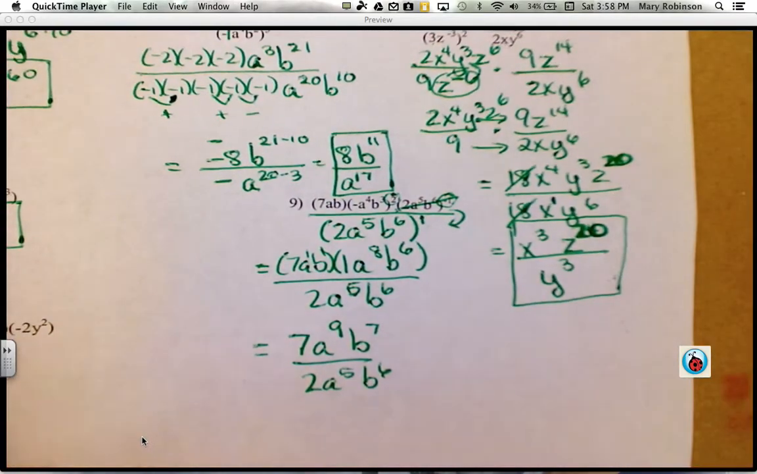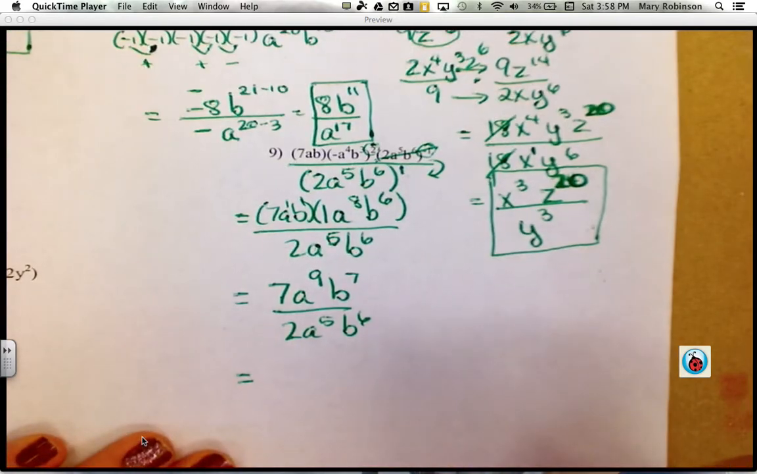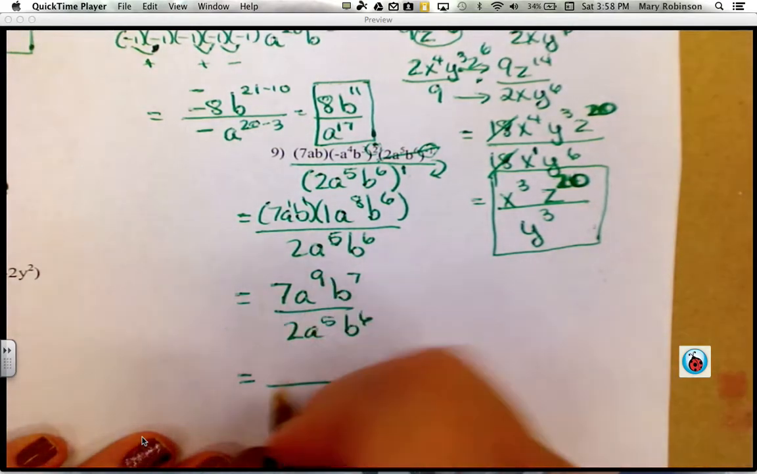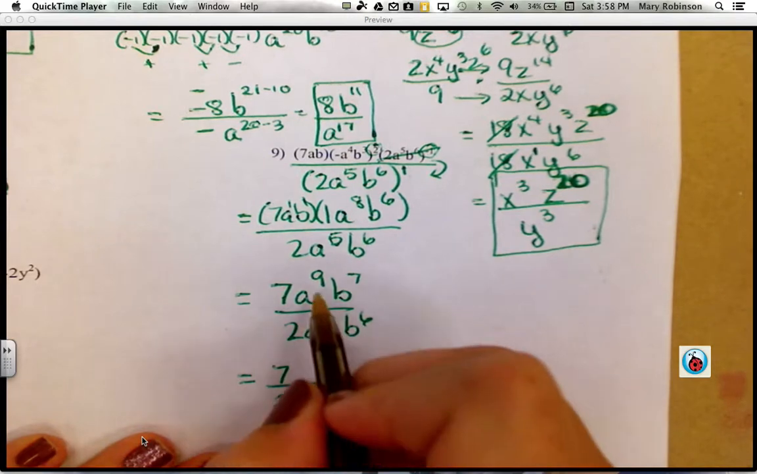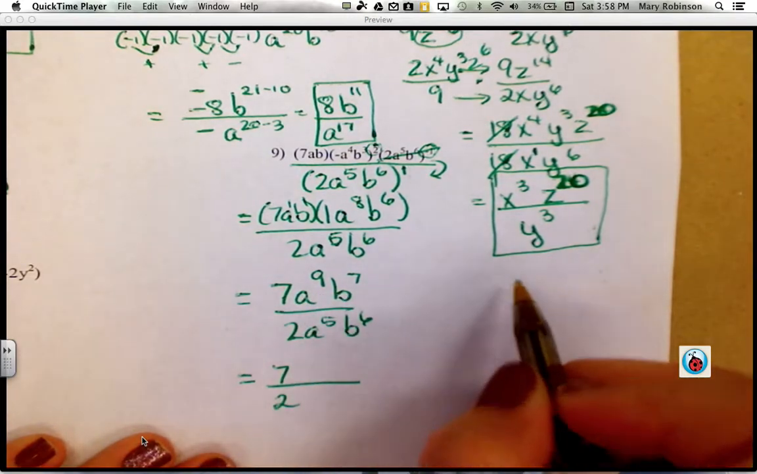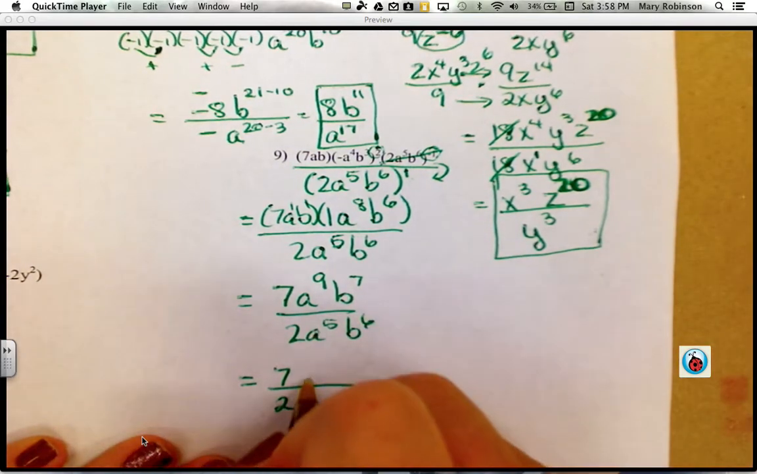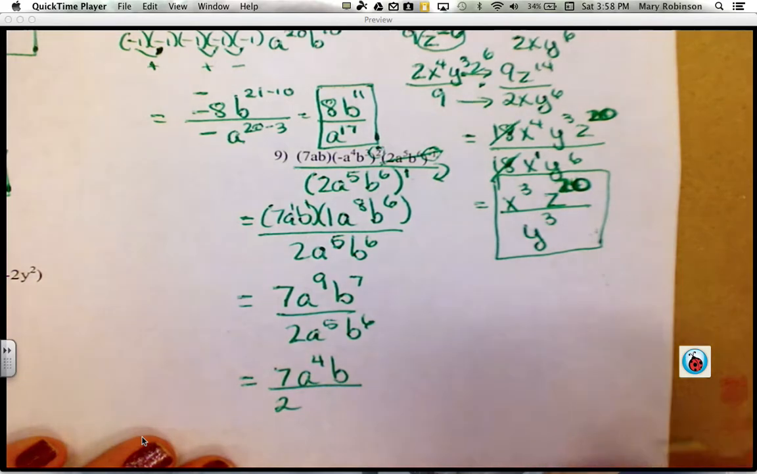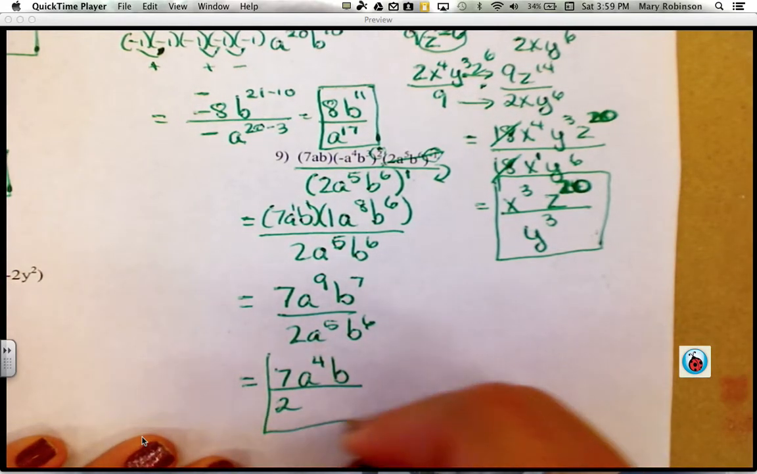And of course some of you may be seeing areas where you could cut some steps out, and that's perfectly fine as long as we end up at the same spot. And lastly, 7 halves cannot be reduced. My a is largest up top. So remember, this is like having 9 a's on top and 5 a's on the bottom, where 5 of them would cross out. So that leaves me with a to the 4th up top and also b to the 1st, because 7 minus 6 is 1. And I'm all done.